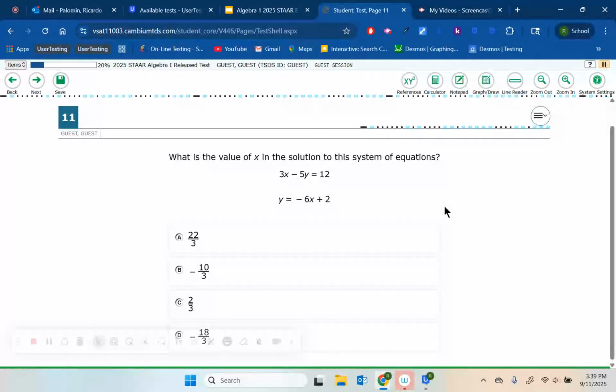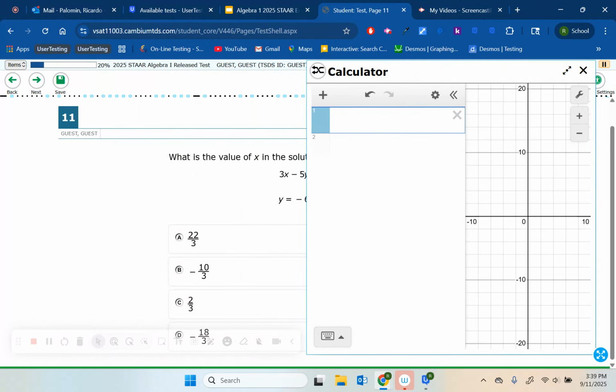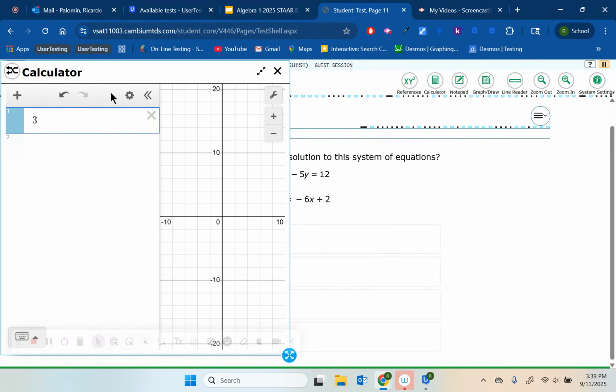All right, so for this problem here, what is the x value in the solution to this system of equations? Desmos will not graph this for you. If I come over here and try to graph 3x minus 5y equals 12, it just won't graph it. I have to know how to solve for y. If you can solve for y, which we should be practicing, you're going to be fine.